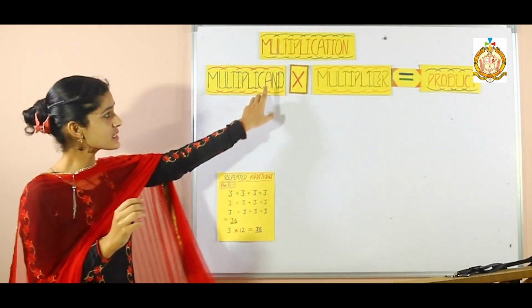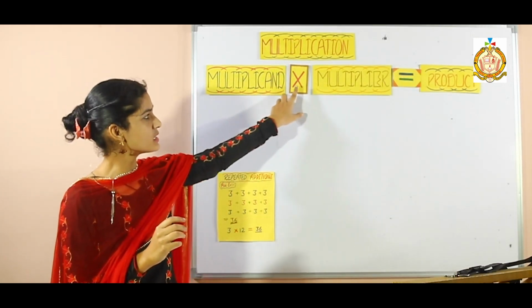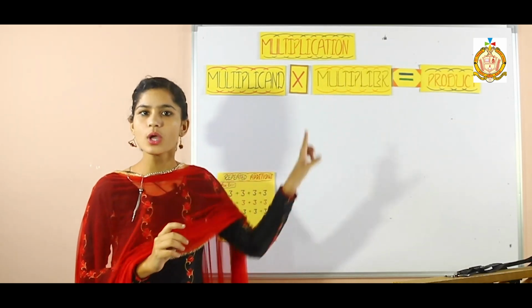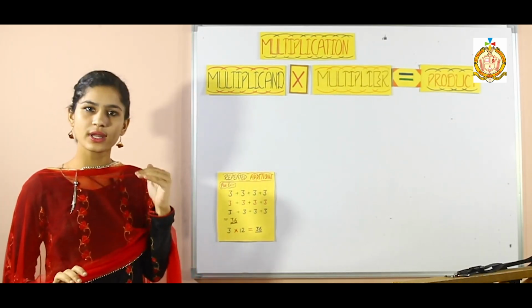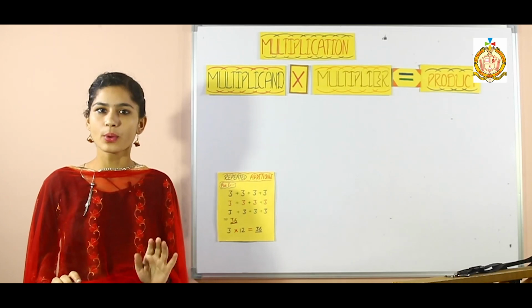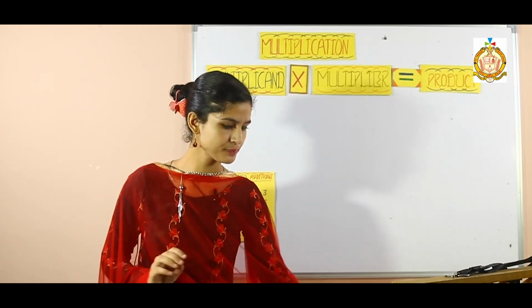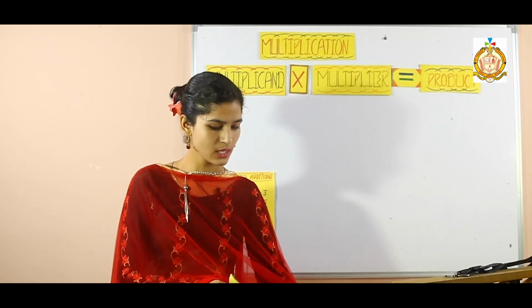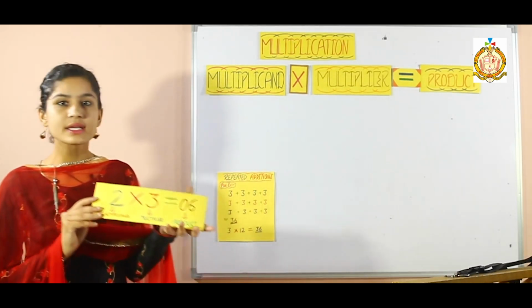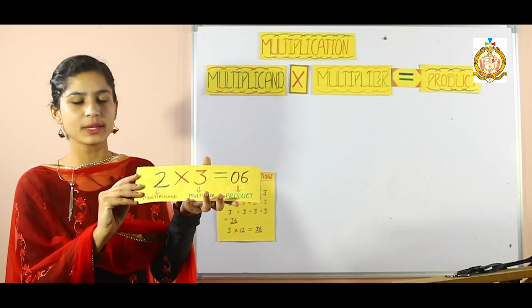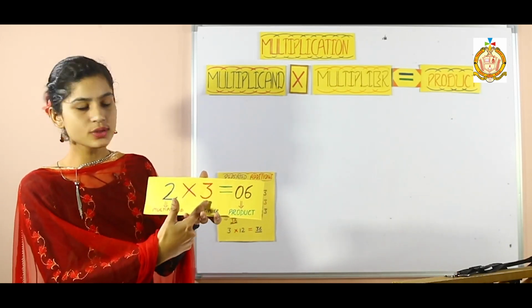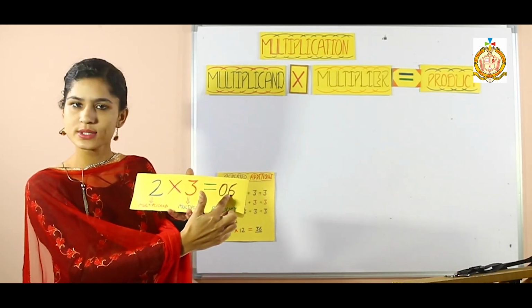So multiplication consists of 3 parts. Multiplicand into multiplier is equal to product. The answer we want is known as the product. Now look here. Now an example of multiplication: 2 into 3 is equal to 06.